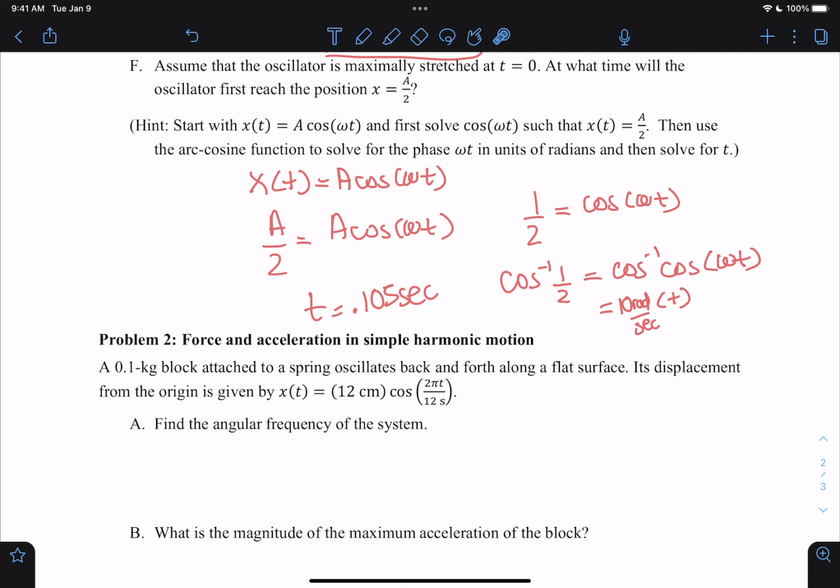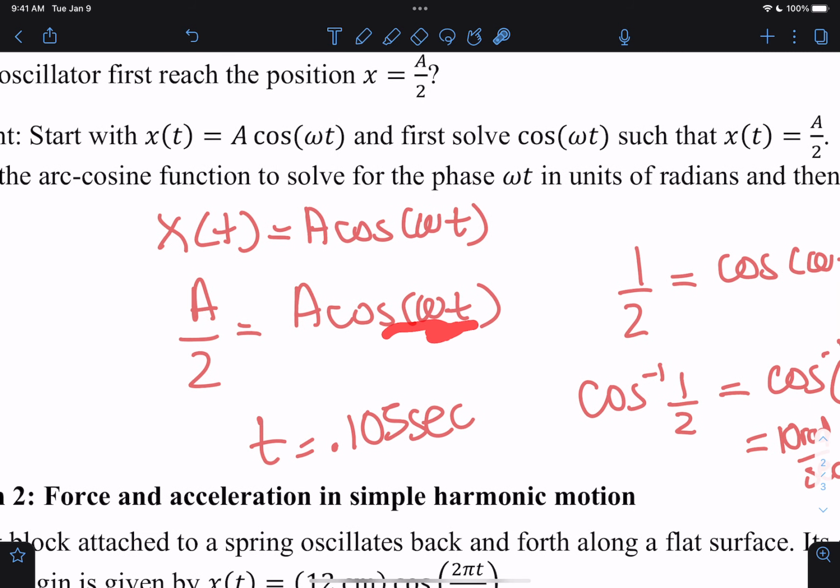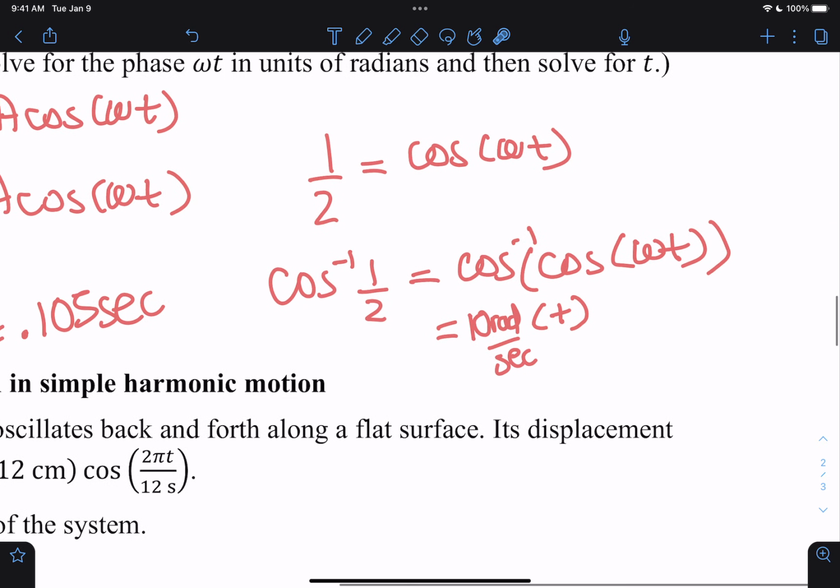So here, you're taking the inverse cosine of both sides. If you take inverse cosine of cosine, that'll cancel out the cosine. And so then you're just left with what's inside the original cosine. So if you take inverse cosine of cosine omega t, it just leaves you with omega t. Whatever was originally inside the cosine, if you take the inverse cosine of that cosine, you're just left with whatever was inside the parentheses of the original cosine function. Does that make sense?